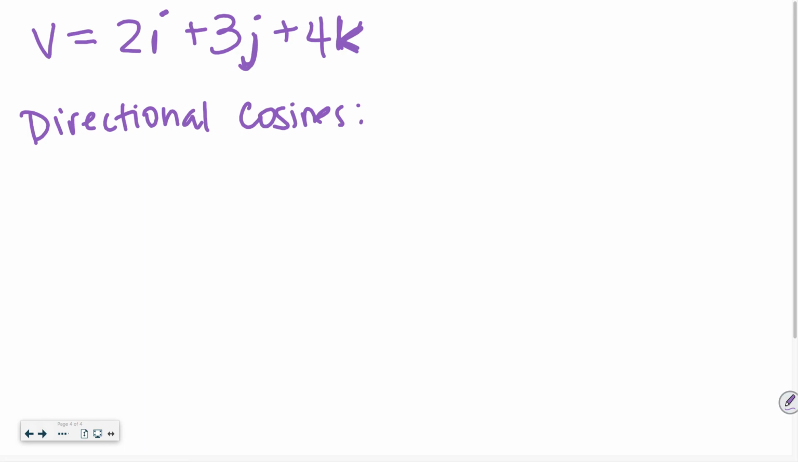All right, so first of all, the magnitude is the square root of 4 plus 9 plus 16, which is 29. How can we be sure it's equal to this? 2 squared plus 3 squared plus 4 squared.